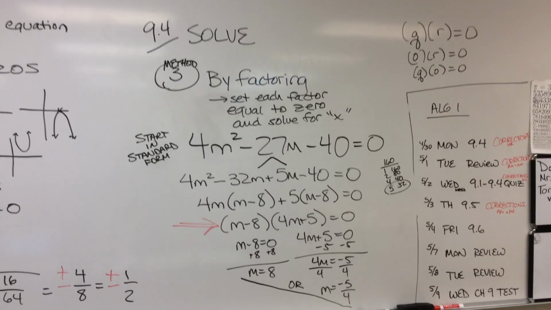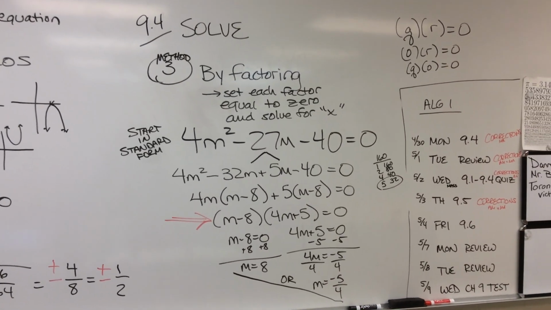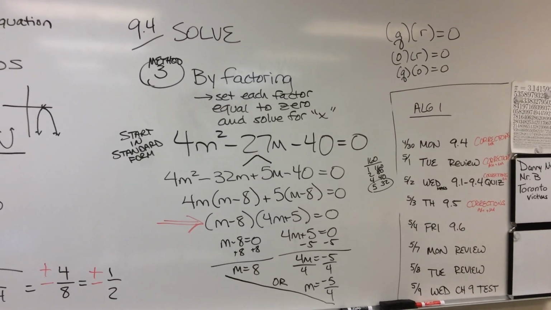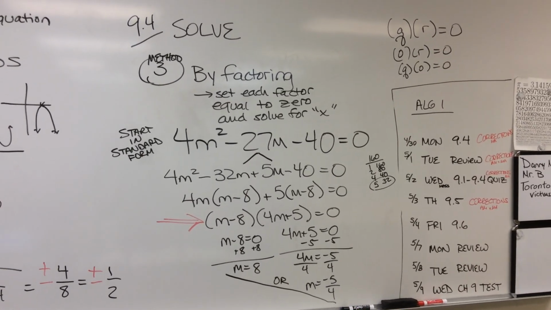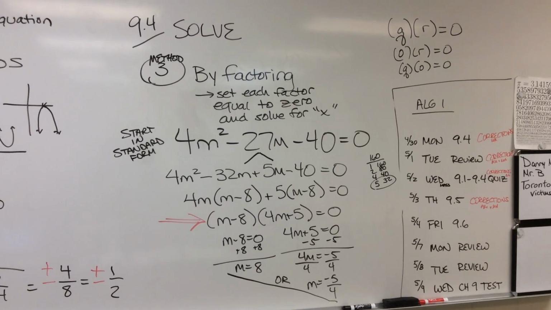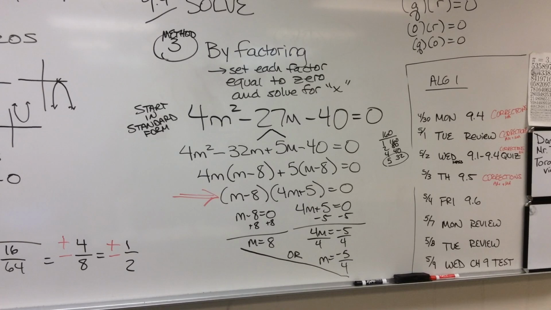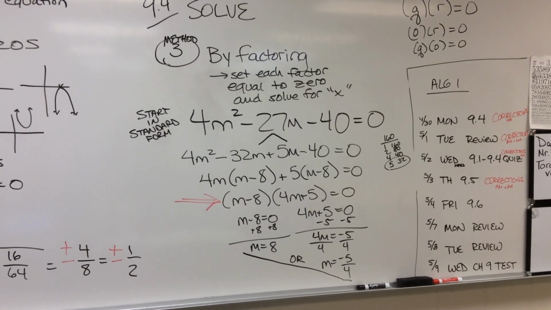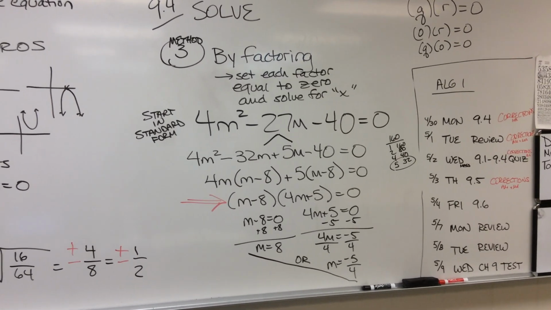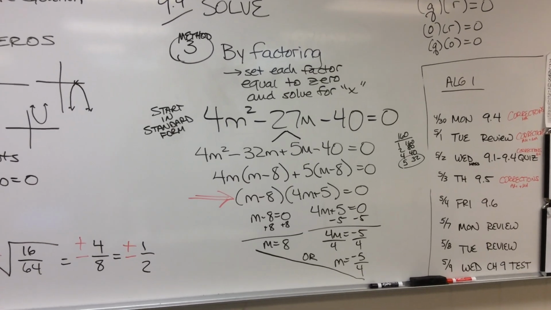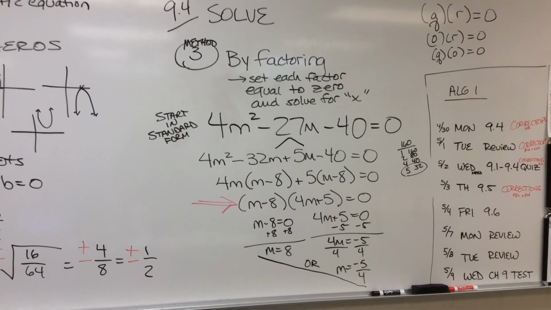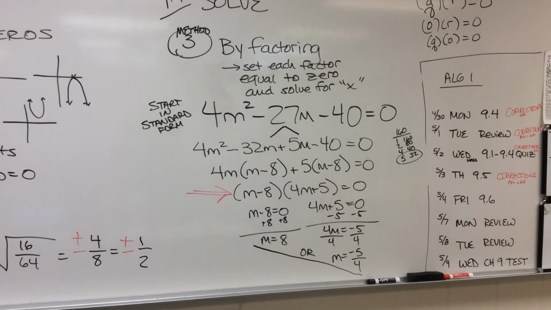We solve by factoring. We factor the trinomial, or however many terms are in the polynomial, but we factor that quadratic. We set each factor equal to 0 and solve each of those factors for when the variable x, or in this case m, we want to find the value that will make the whole equation equal to 0.